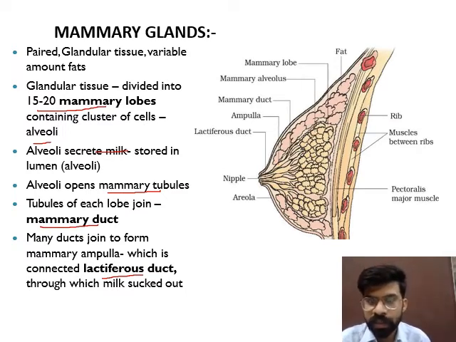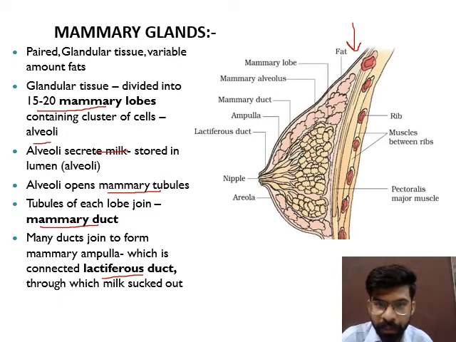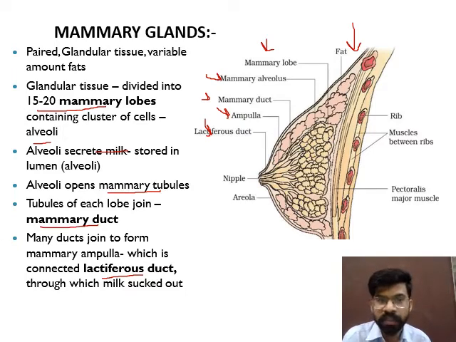You can see these are some fat storing tissue. Then mammary lobe is there, mammary alveolus, mammary duct, ampulla, this one, lactiferous duct, and through lactiferous duct milk is sucked out. This is the structure of mammary gland. And here only one point is important: milk production takes place in alveoli present in mammary gland.